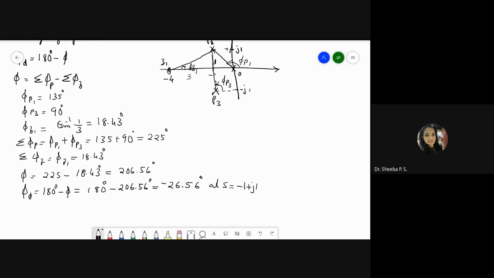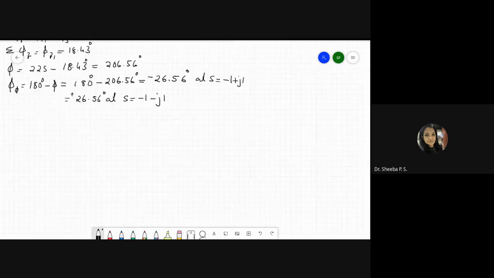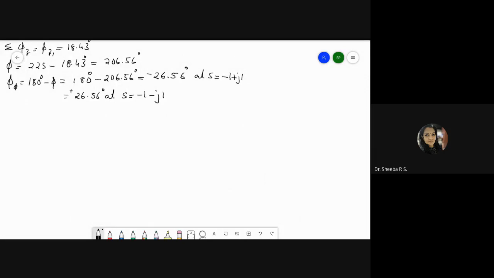The angle of departure for the pole P3 will be exactly the mirror image of this angle. Since it is minus 26.56 degrees there, it will be plus 26.56 degrees at s equal to minus 1 minus j1. Why is it so? Because the root locus is always symmetrical about the real axis. Now we can complete the root locus. Let me draw it here, just a rough sketch.